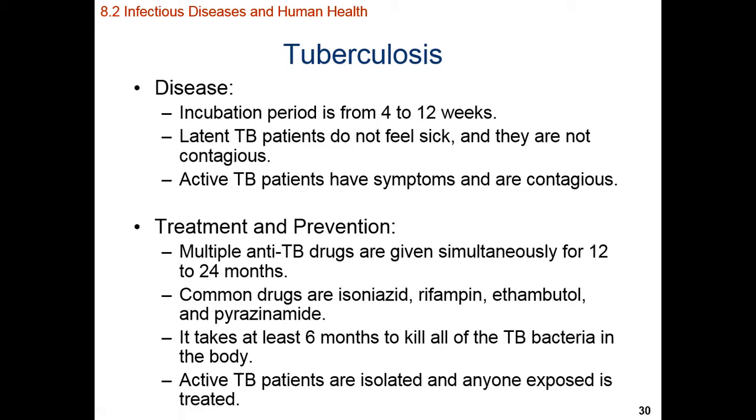The incubation period, or how long it takes from contracting the disease to developing the symptoms, takes about 1 to 3 months, so 4 to 12 weeks. During this stage, the latent stage where you are incubating this disease, those TB individuals are not going to feel sick, but they are quite contagious. And we also have the active TB patients. These active TB patients are going to have symptoms, and they are also contagious at the same time.